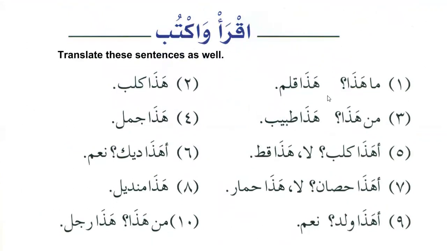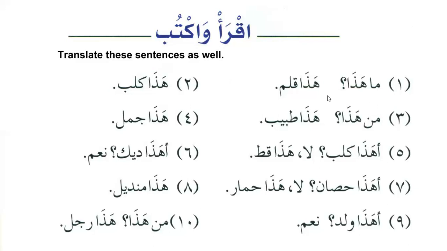Okay. So, ma hada? هذا قلم. So what is this? This is a pen. هذا كلب. Correct. So this is a كلب, a dog. Yes, this is a dog. من هذا? So what is this? This man means who? Oh, man is who? Yeah. Who is this? هذا طبيب. This is a doctor.